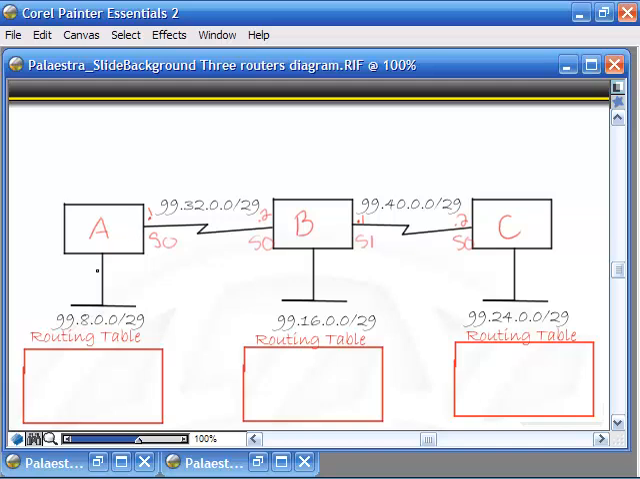Right now we've got three routers here, router A, router B, and router C. And the routing tables are going to start off with only the directly connected subnets. So router A would know where network 99.8 and network 99.32 are. B would know where 99.16, 99.96, 99.4, and 99.32 are, because it's directly connected to those subnets. Router C would know where 99.24 and 99.40 are located.